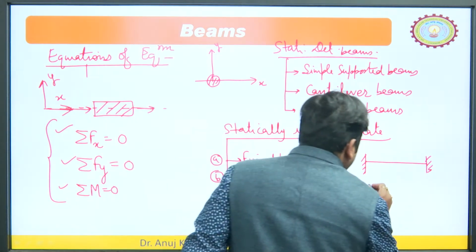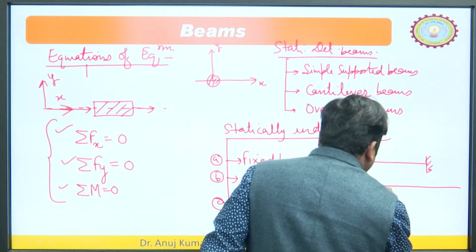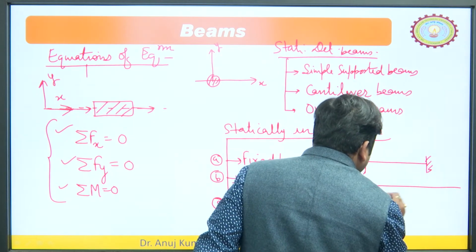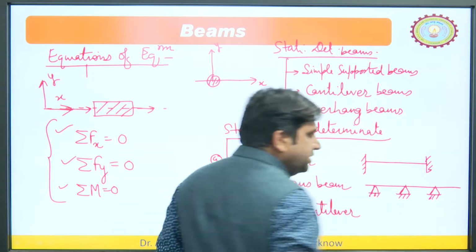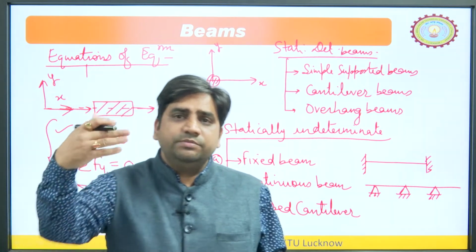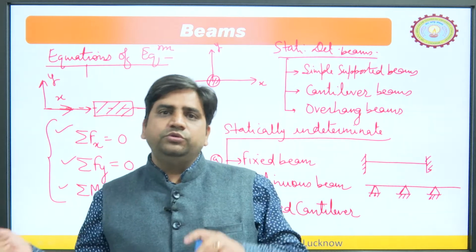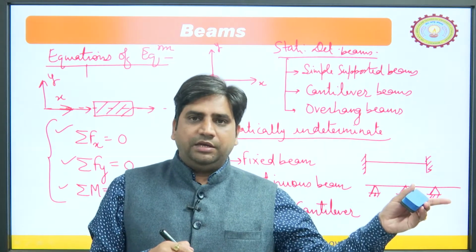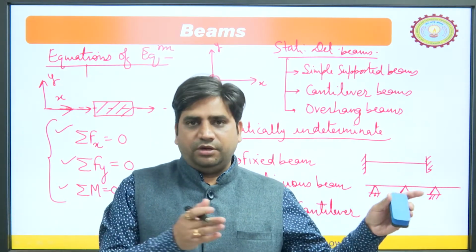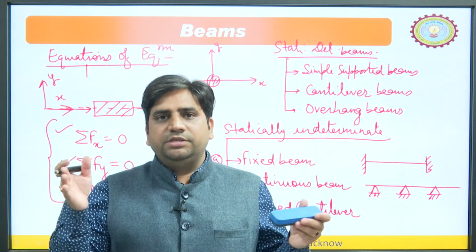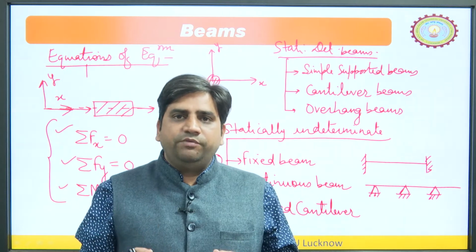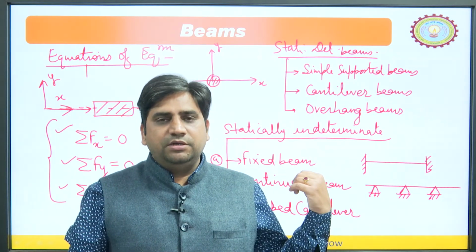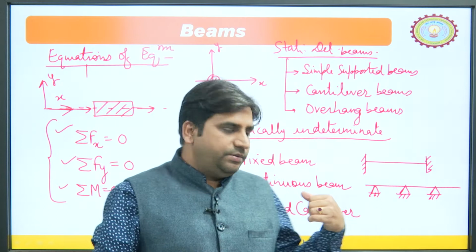Second is the continuous beam. If any beam is supported by more than 2 supports like this, you can see in your building many beams are continuous beams, from the bedroom to the drawing hall to the balcony. These beams run out in a single span, but they are supported by several supports. So, those beams are continuous beams, and we cannot solve these beams using this method. So, they are statically indeterminate beams.